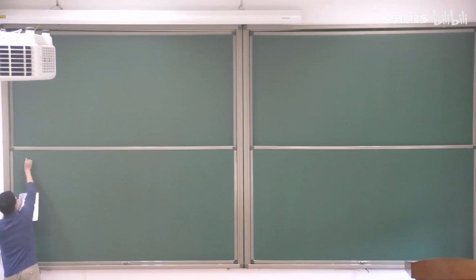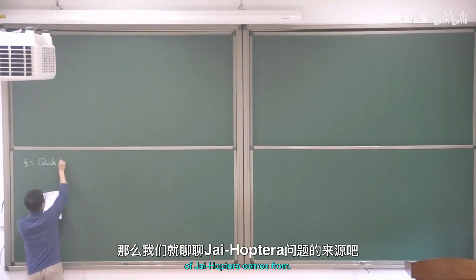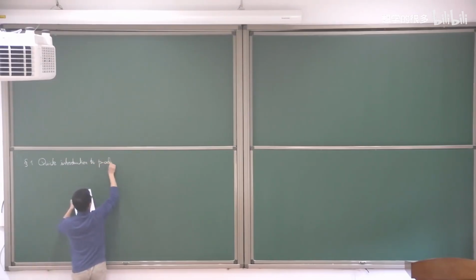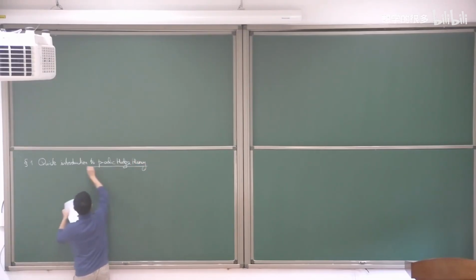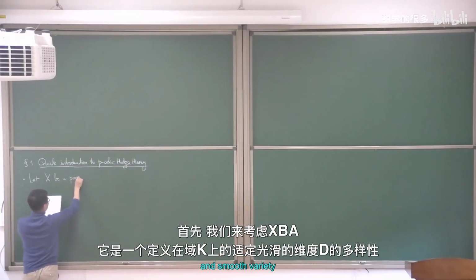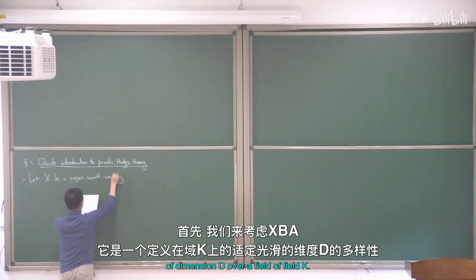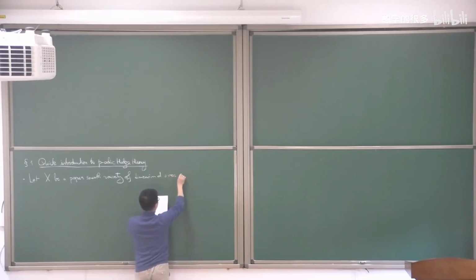So, okay. Let's talk about where the question of p-adic Hodge theory comes from. To start, let X be a proper and smooth variety of dimension d over a field k.